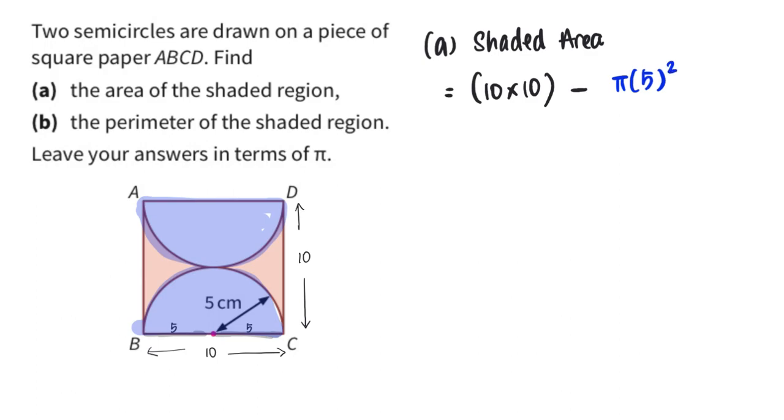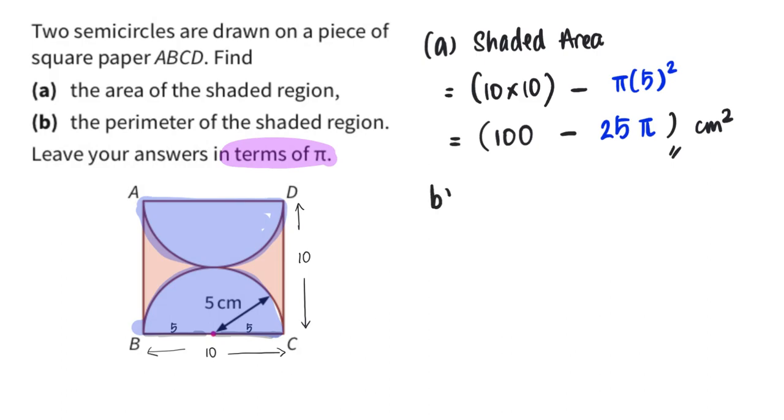And I notice one thing, they want us to leave the answer in terms of pi. So I will have 100 minus how many pi? 5 times 5 is 25 pi. And this will be the answer for part A.